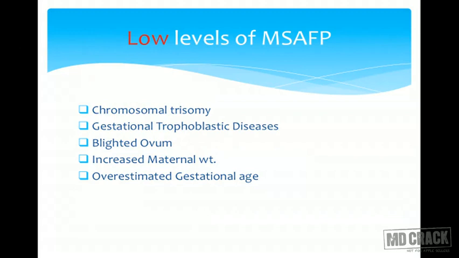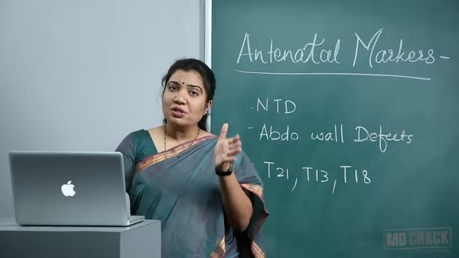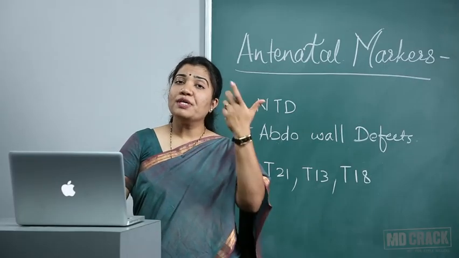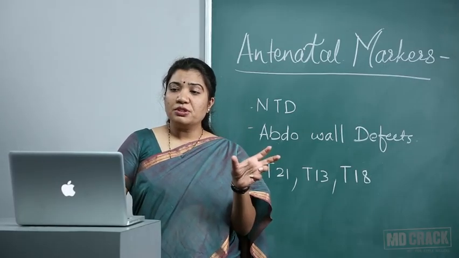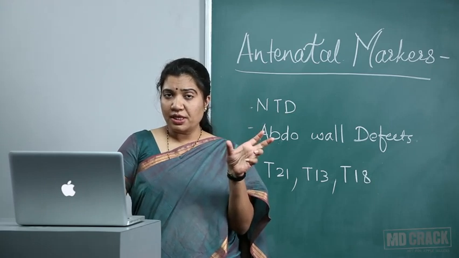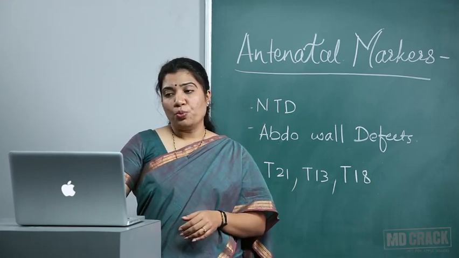What are the conditions where the levels are low? Chromosomal, that is trisomy, gestational trophoblastic tumor, blighted ovum, increased maternal weight, and again an important thing is overestimated gestational age. In that, the levels would be low because the level goes on increasing with age. So if we have overestimated the gestational age, in comparison to the age the levels would be low.